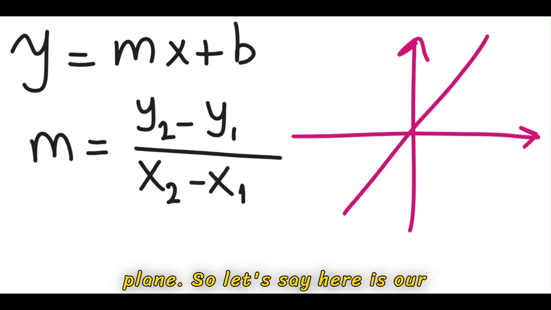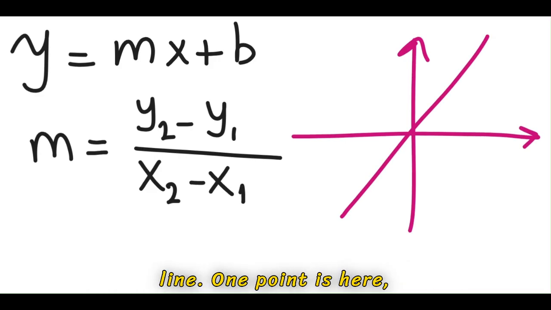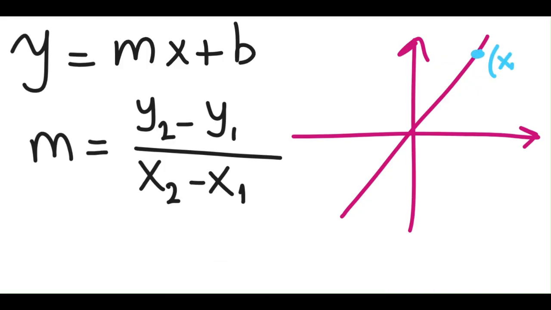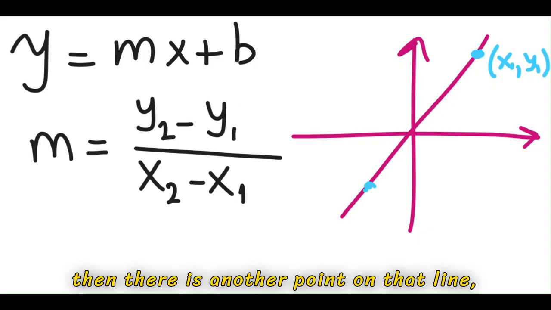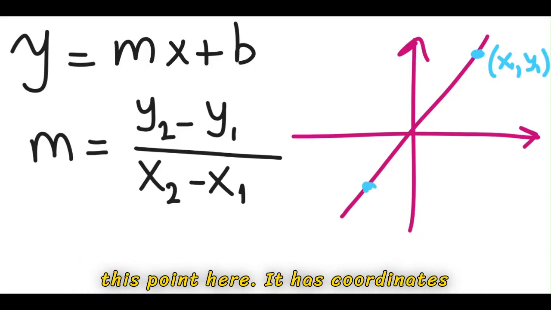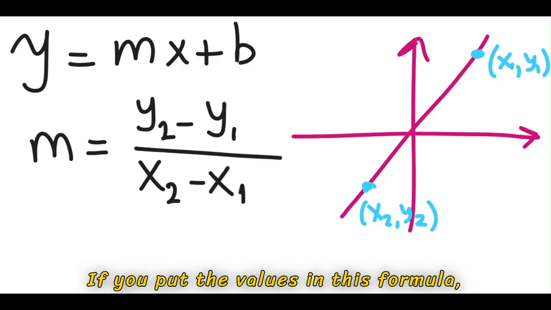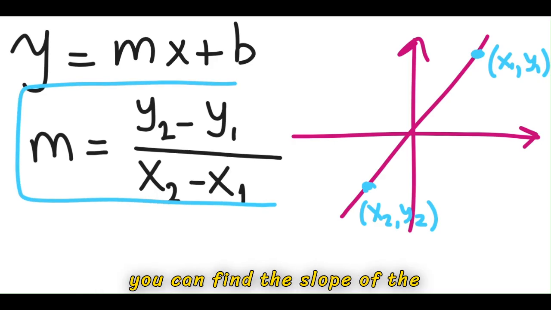So let's say here is our line. One point is here, and this point has coordinates x1, y1. And then there is another point on that line, this point here. It has coordinates x2, y2. If you put the values in this formula, you can find the slope of the line.